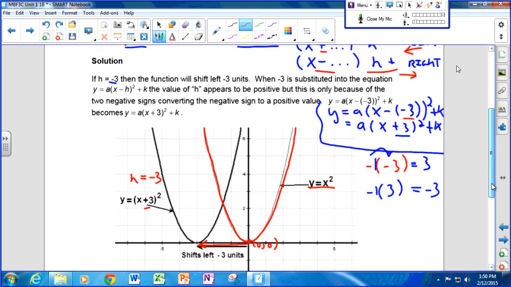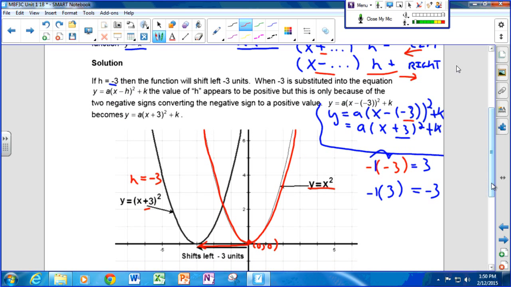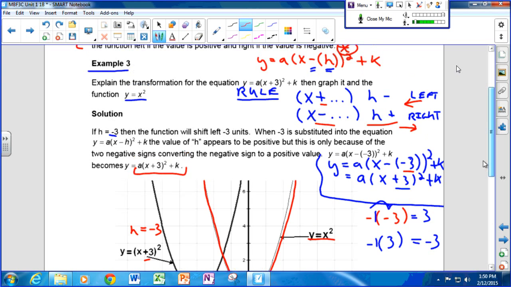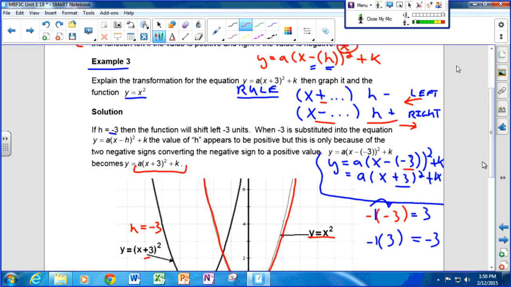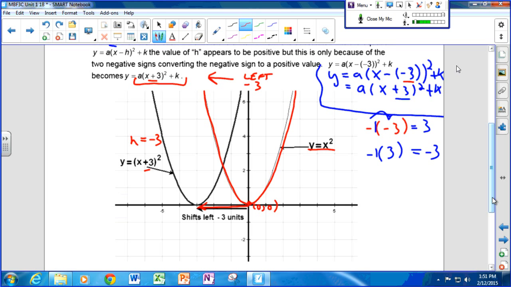So for example, when they show this solution here, on page 8 of Unit 1, a times (x plus 3) to the power 2 plus k. Because there's a plus sign here, we know that the parabola shifts 3 units left, or negative 3 on the x-axis. And indeed, it's 3 units left if we plotted it out.